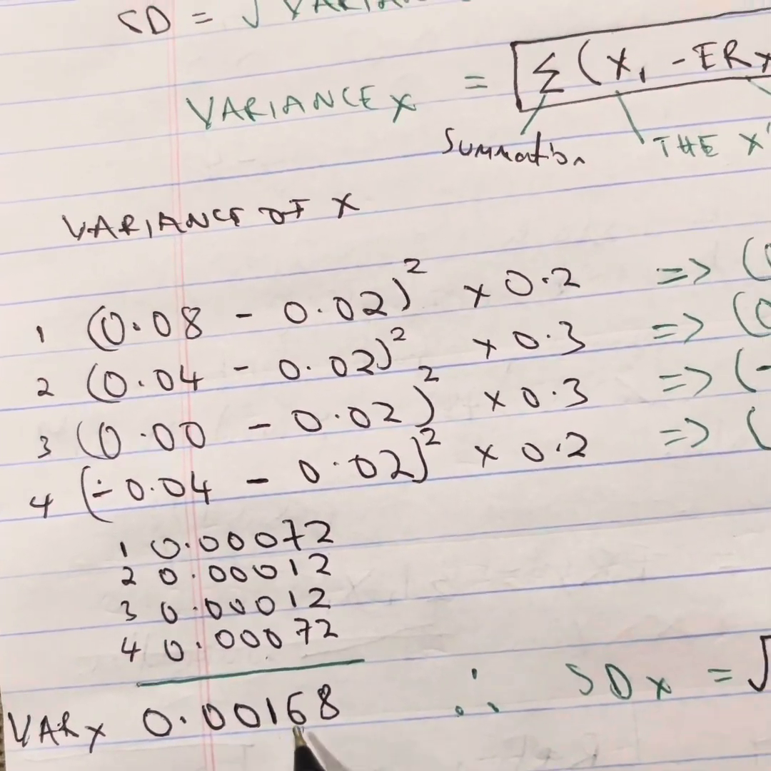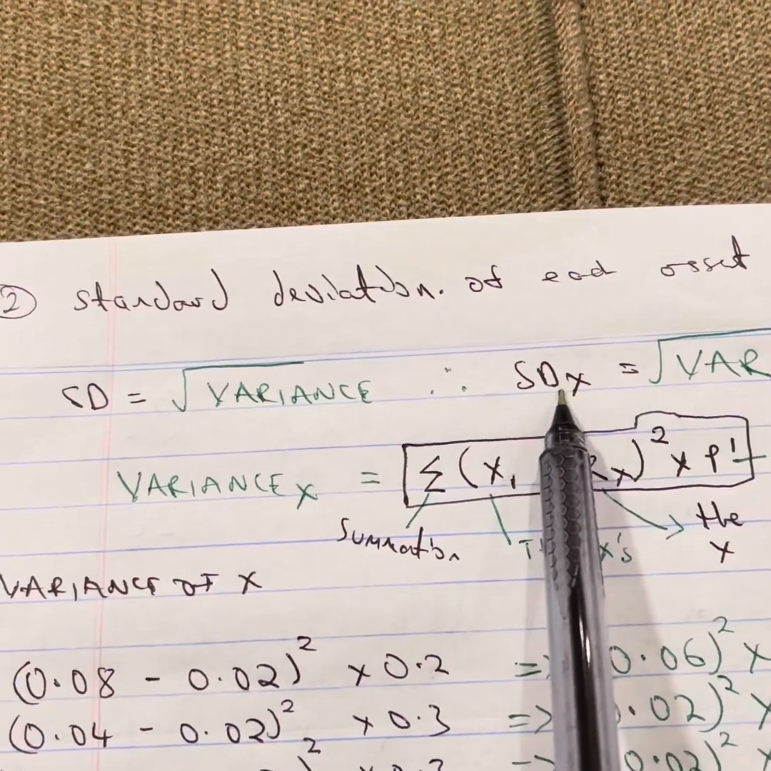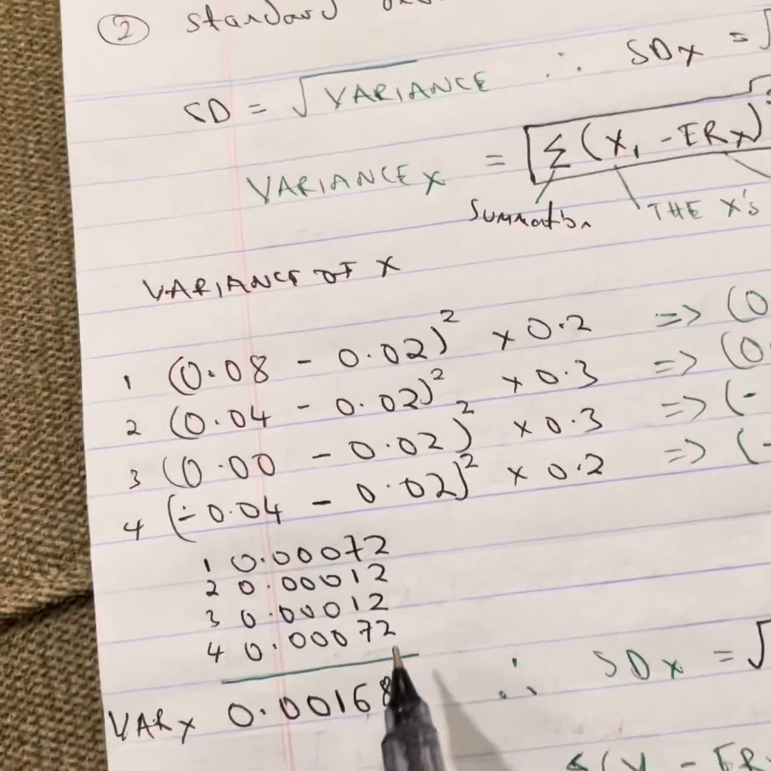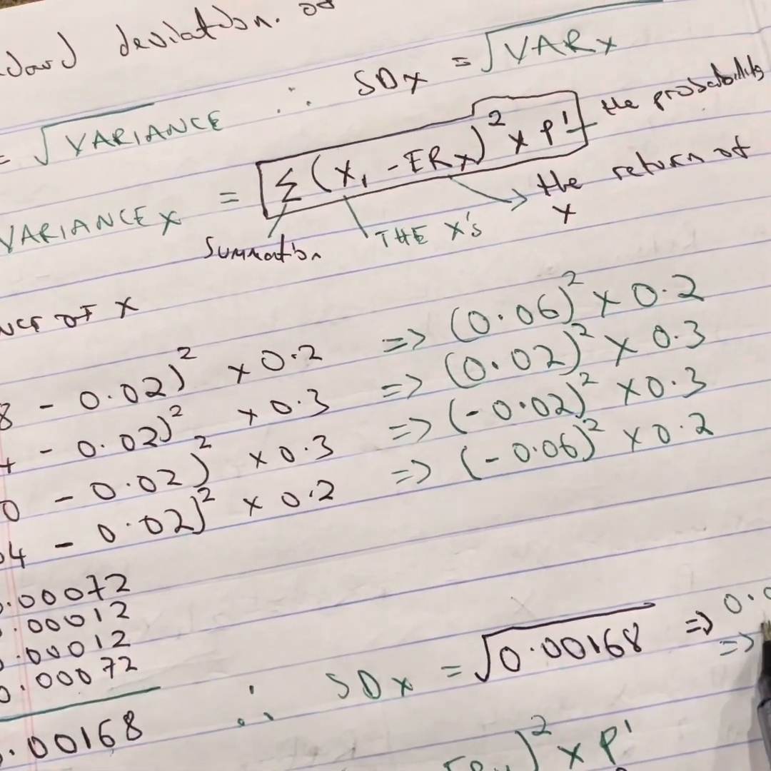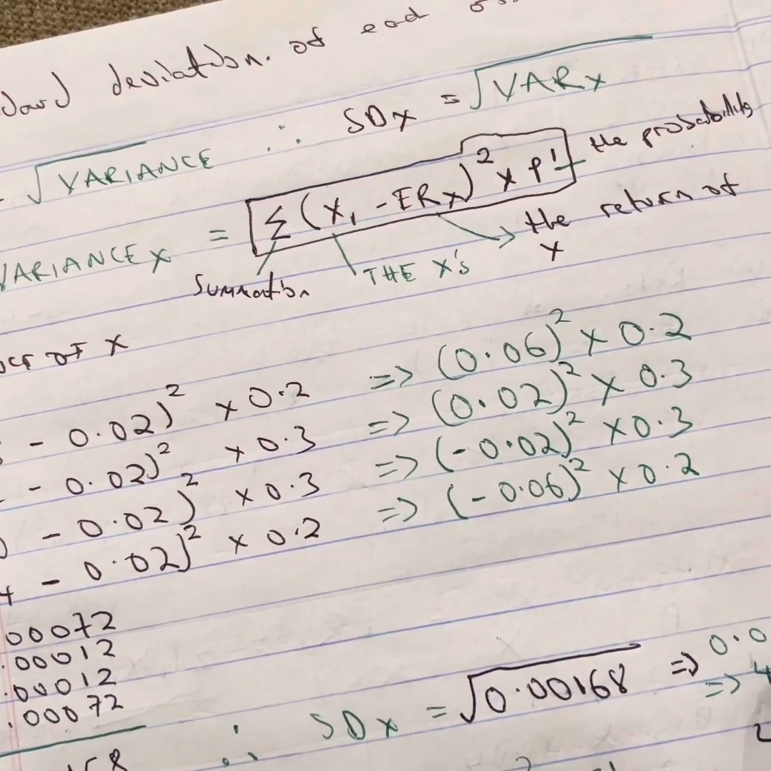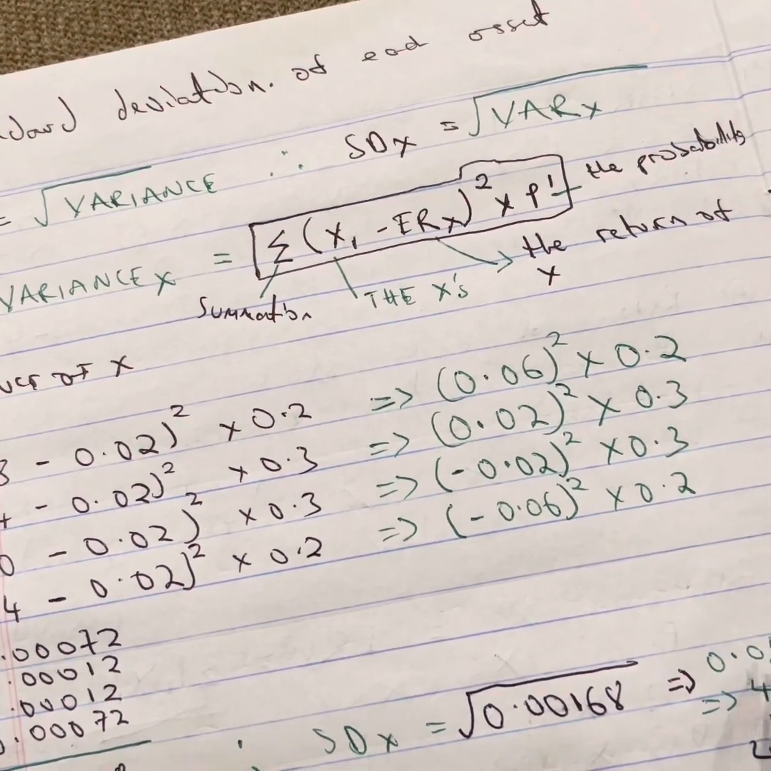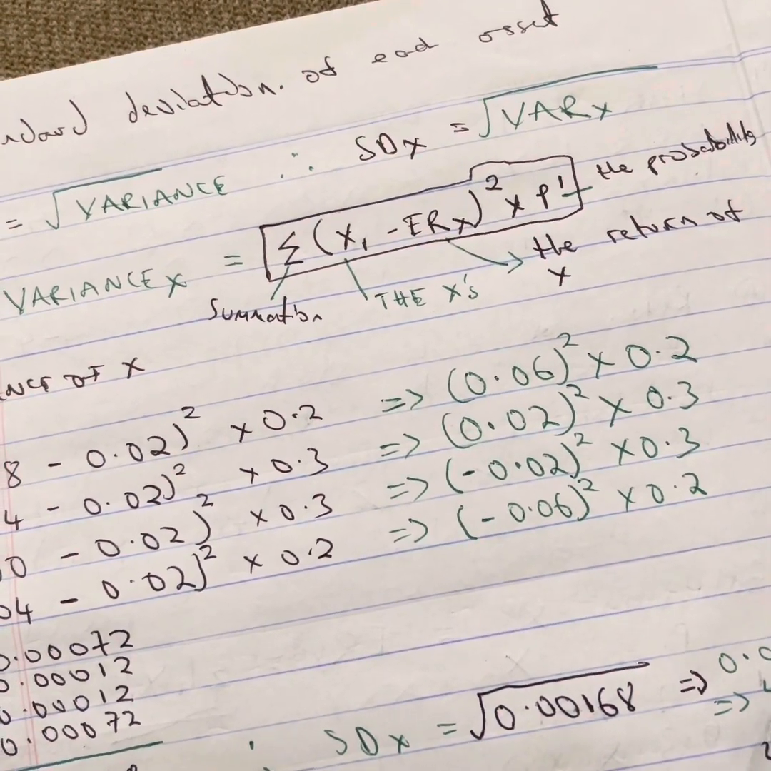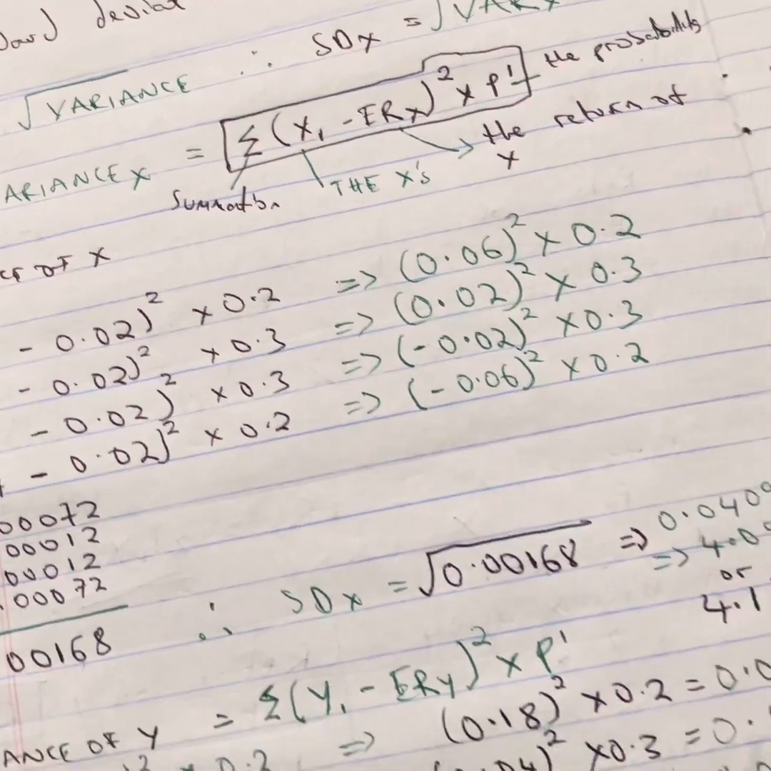And when we have the variance of X, we've already stated here that the standard deviation of X is equal to the square root of the variance of X. So what we do is we just take the square root. Then we have 0.040987, which could be rounded off to 0.041, or you can leave it the same, which will give you 4.09% or 4.1%. That's if you round it off.